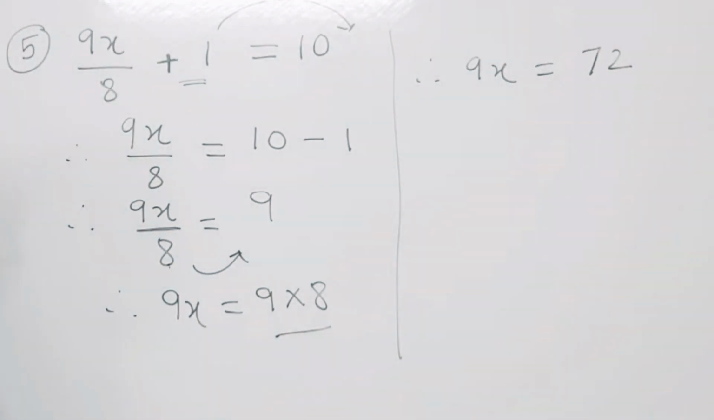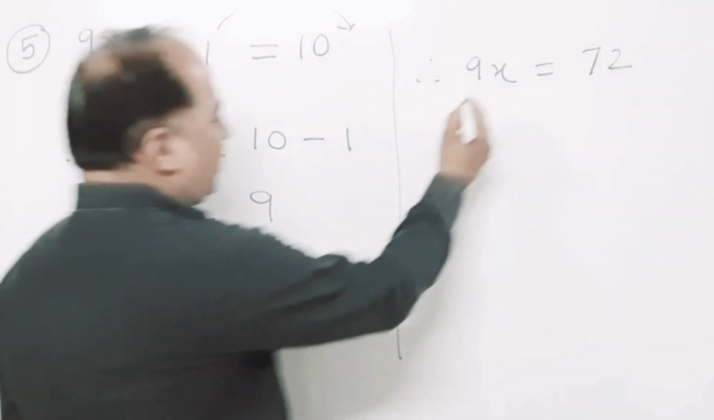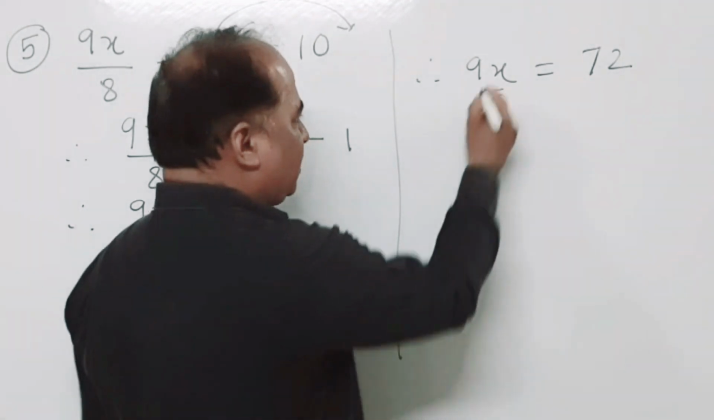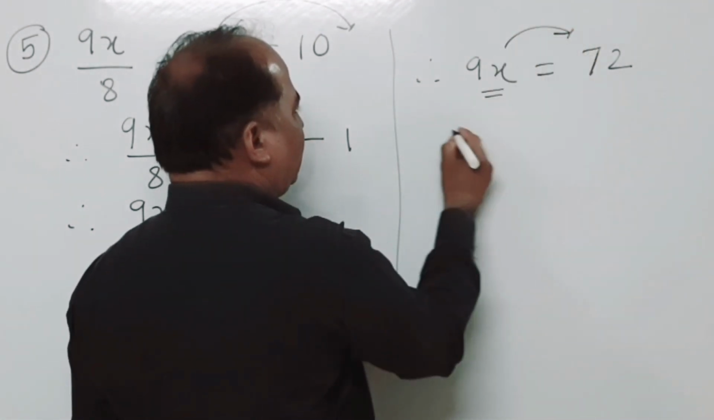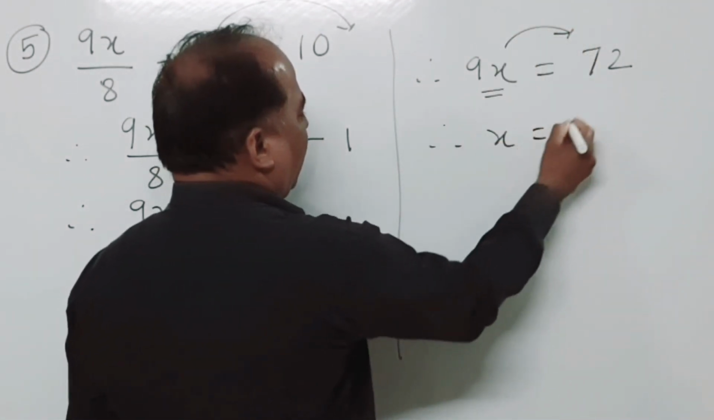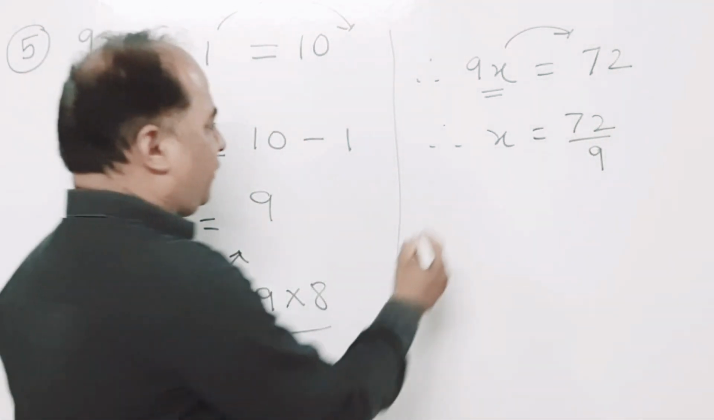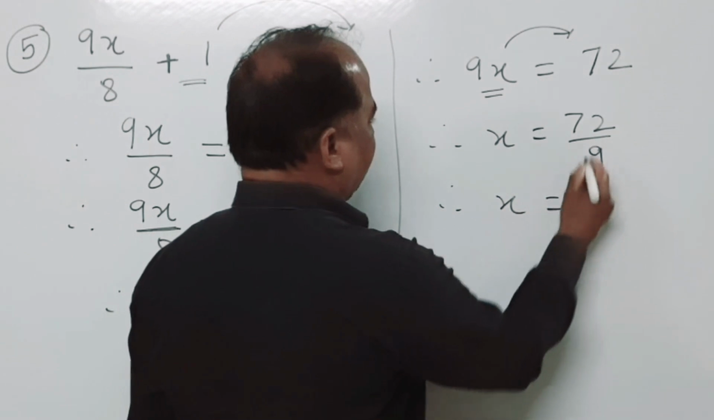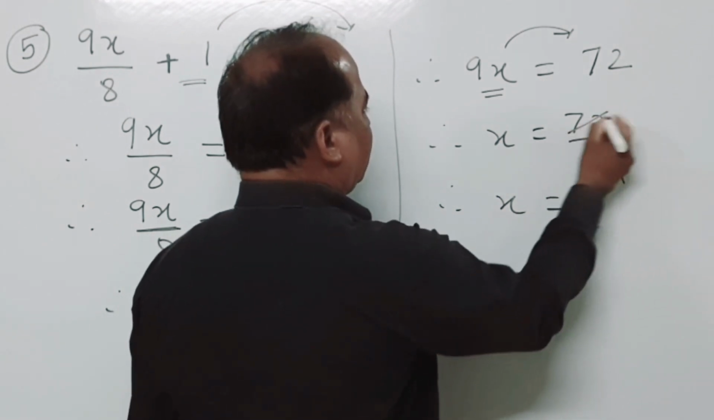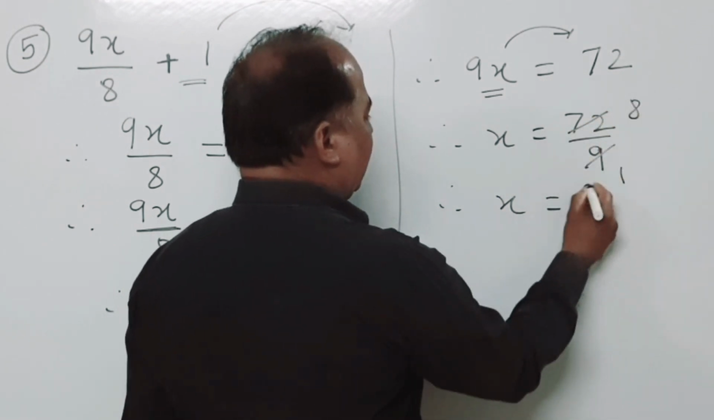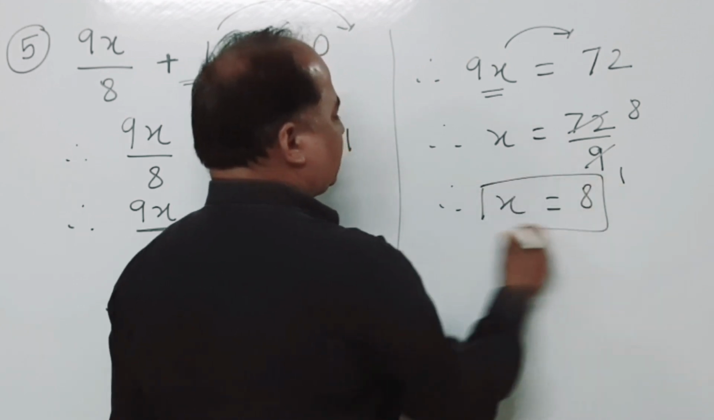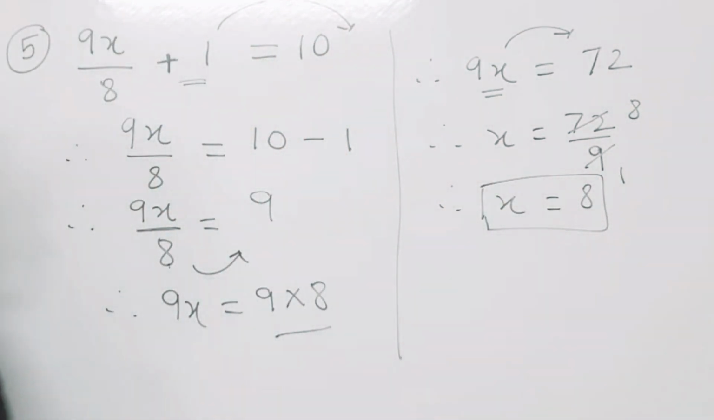Now 9 is multiplied with x on the LHS, so 9 will come on the right hand side, and it will get divided: 72 upon 9. Therefore x is equal to 72 divided by 9. 9 ones are 9, 9 eights are 72. So x is equal to 8.